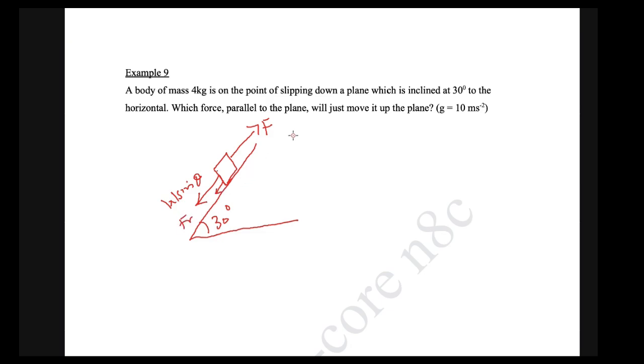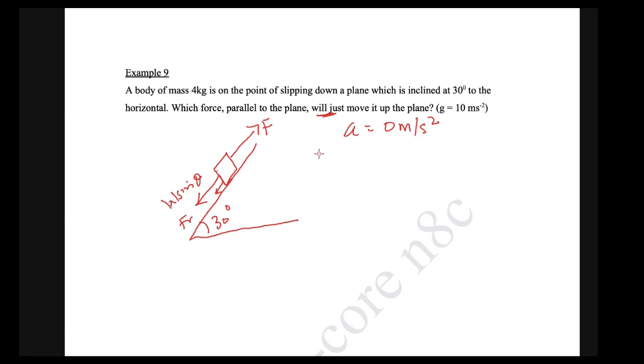Now, a body is on the point of slipping, which makes it clear that the force parallel to the plane will just move it. So when you say "will just", it means that acceleration is still equal to 0 meters per second squared, because "will just" means it's not sufficient to give it acceleration. That is what "will just" means. Right? So take note of that. Whenever you hear the words "will just" or "just enough", it means acceleration is equal to 0.